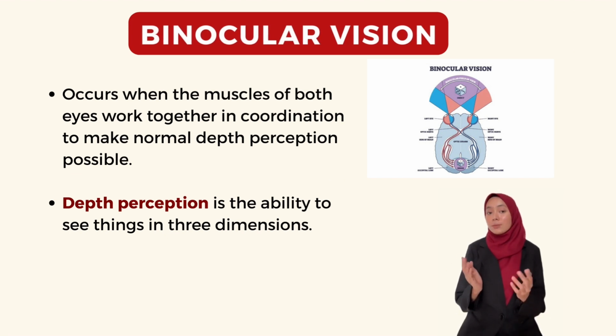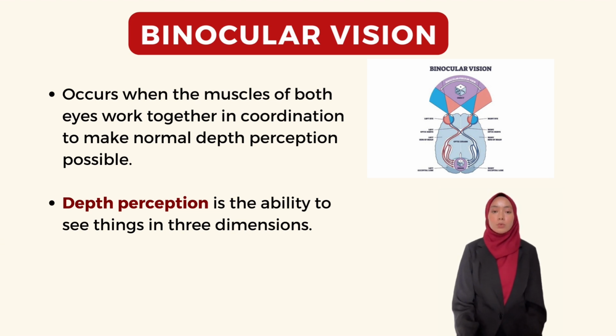What type of vision is possible to be produced by the eyes? It is called binocular vision. This type of vision occurs when the muscles of both eyes work together in coordination to make normal depth perception. Depth perception is the ability to see things in 3 dimensions.